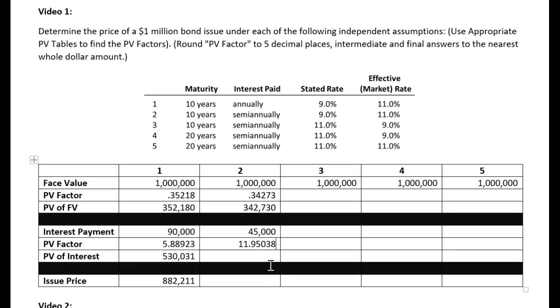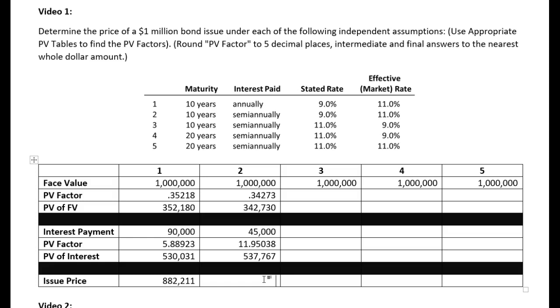11.95038 is our PV factor. Again, if you do this on your calculator, you're going to get a slightly different answer simply because of rounding. Multiply that by 45,000. And in this case, we get 537,767 and 10 cents. And again, we're going to round to our whole, so 537,767. We would have a little rounding issue there. That's perfectly fine for this calculation. It just gives you an idea of how to calculate bond pricing.